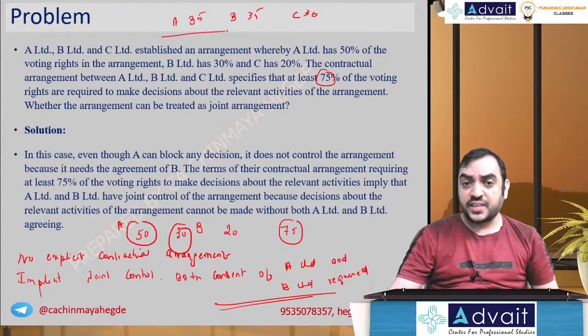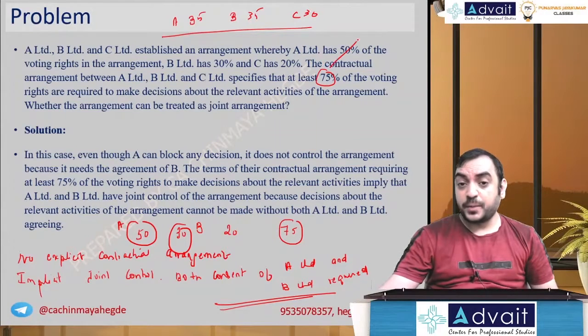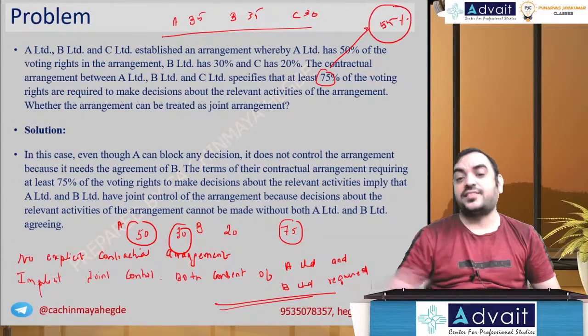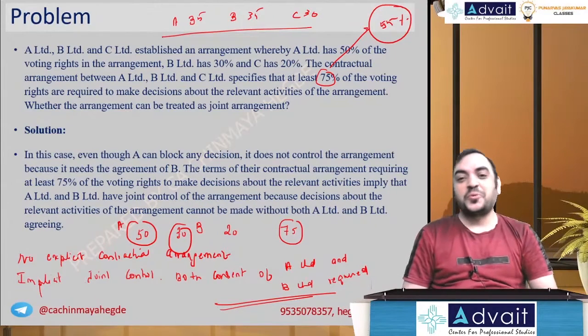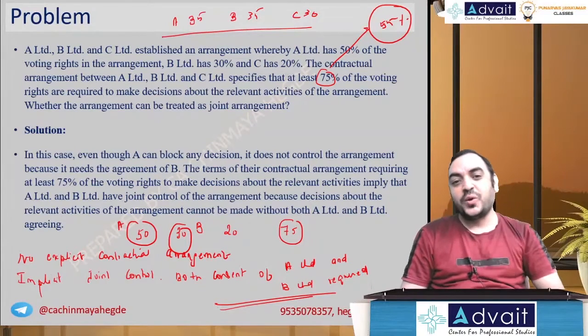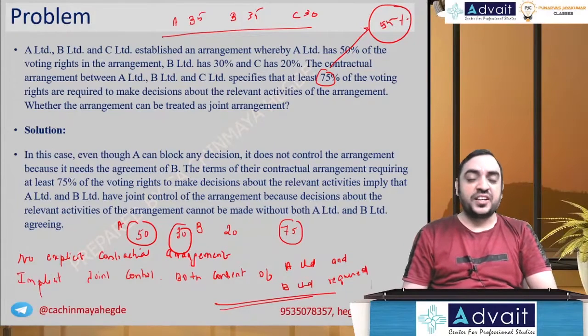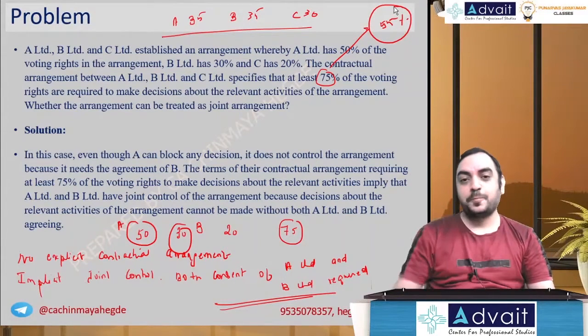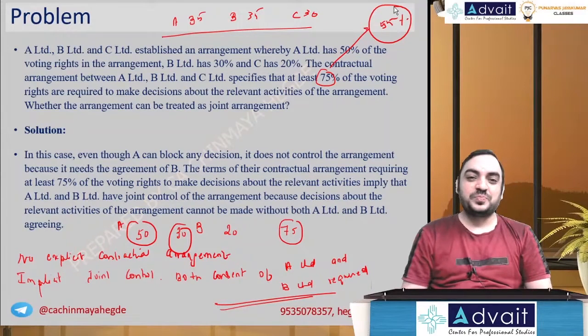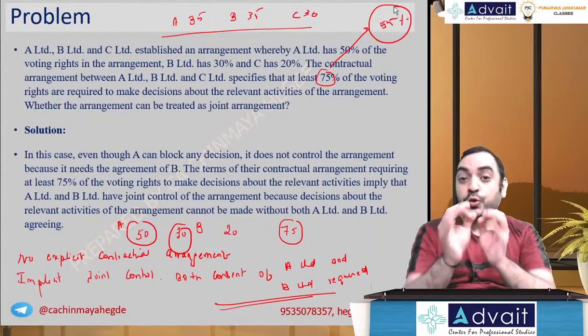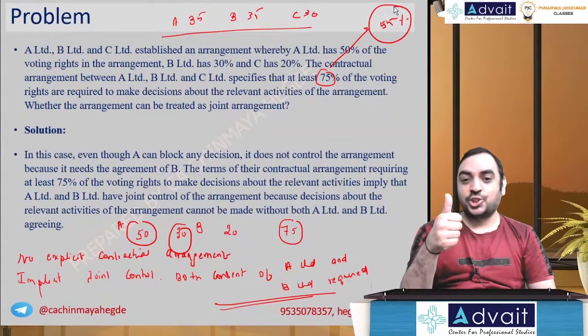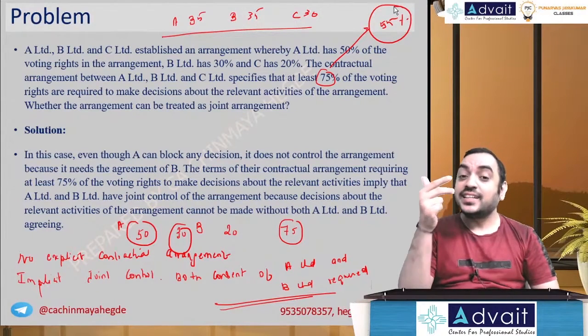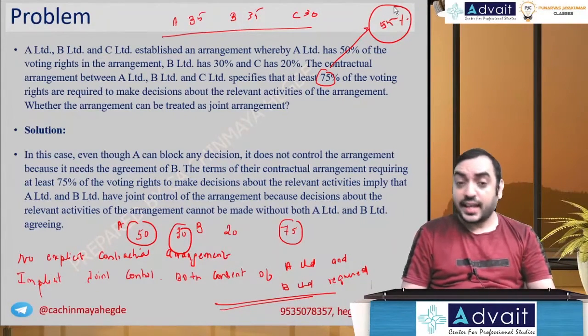And in this example 35, 35, 30, if it was not 75% but 55%, now tell me what would be the situation. Can you think? I'll give one minute for you to think. The shareholding percentage is 35, 35, 30 and the minimum requirement is 55%. Now tell me, who do you think has the joint control? How do you think? Can A stop the decision? Can B stop the decision? Can C stop the decision? Think about A.